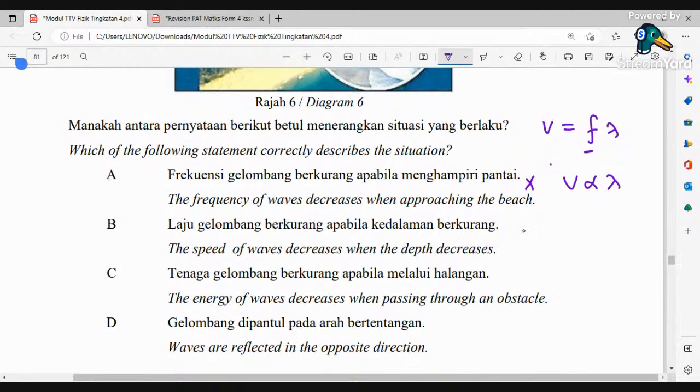Speed of wave decreases when depth decreases, correct. Energy of wave decreases when passing through an obstacle. Passing through an obstacle, what is this? Waves are reflected in the opposite direction, is this correct? Not necessarily opposite, sometimes in another direction, at another angle, so maybe not really accurate.